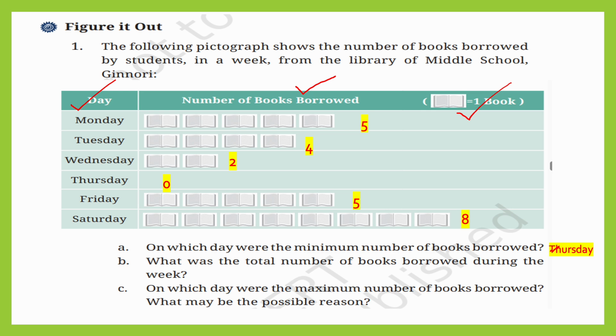Then what was the total number of books borrowed during the week? How do you find the total number of books borrowed during the week? 5 plus 4 plus 2 plus 0 plus 5 plus 8. It is 24. Then on which day were the maximum number of books borrowed? What may be the possible reason? The maximum number of books were borrowed on Saturday, because the children can read more during the weekend, for weekend reading.